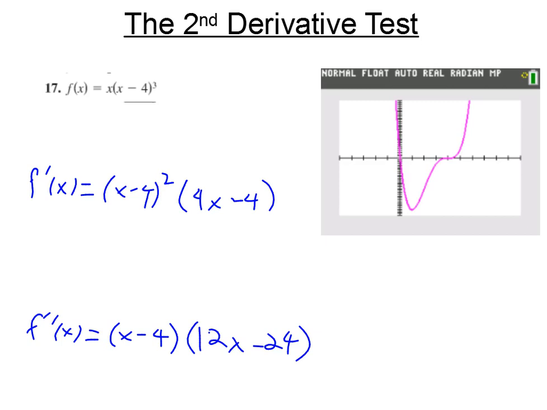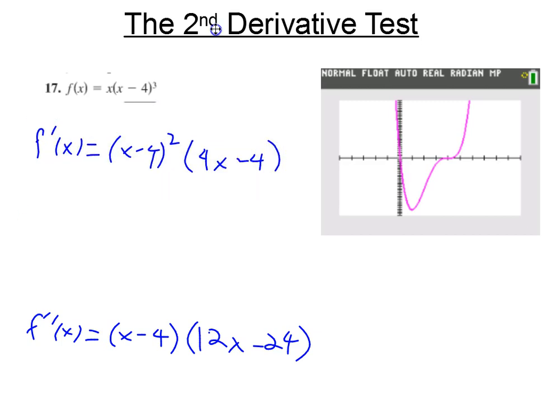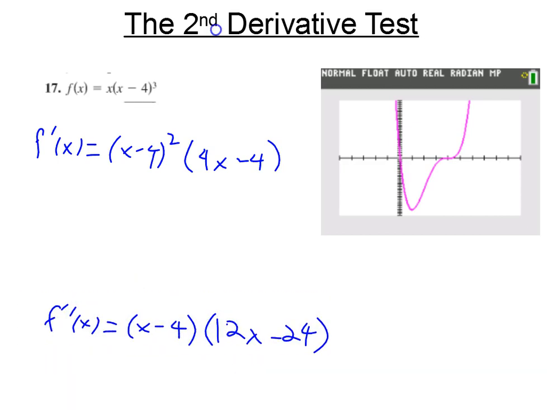Now, if I take a look at this, I've taken the first derivative of this function, and I've taken the second derivative of this function. Everybody see the first derivative and the second derivative? Take a look at how I can apply both of those derivatives to the second derivative test. Well, here's what the first derivative says.